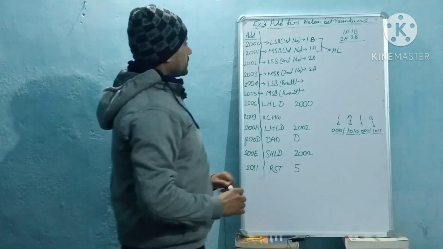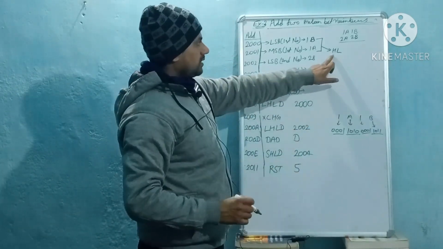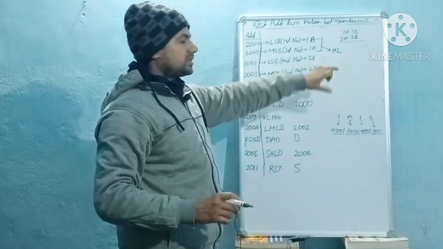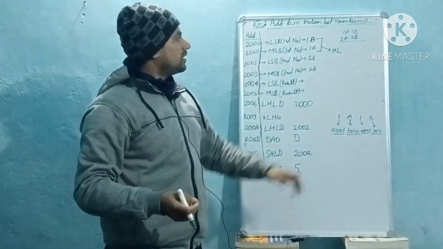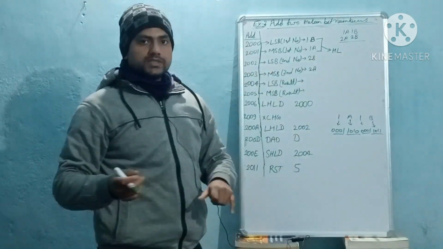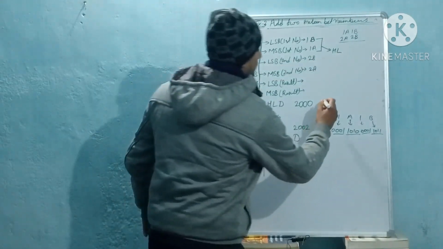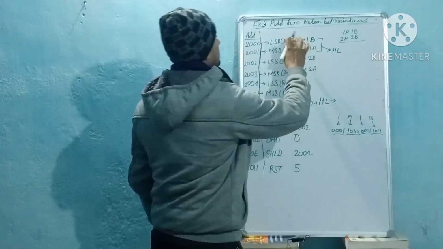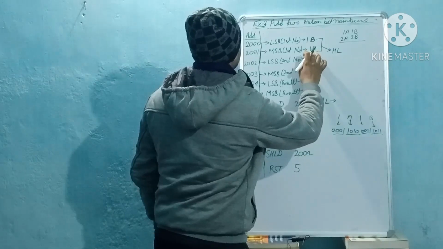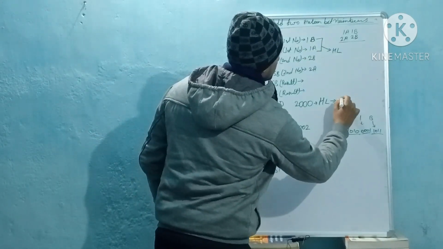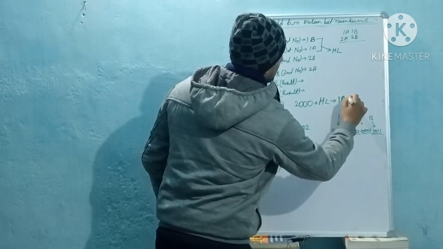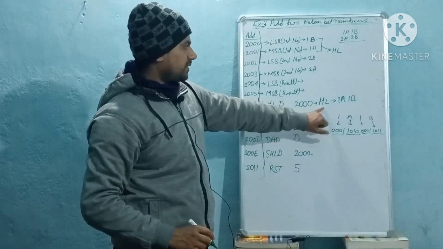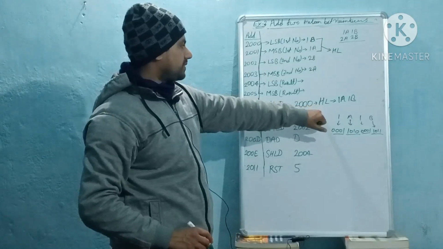Okay, so HL pair: H is one register and L is another register, and these registers are each of 8 bits. So when we make a pair, we get 16 bits. So here we can write, in the HL pair we can save 1A 1B. So 1A 1B is saved in the HL pair of registers.